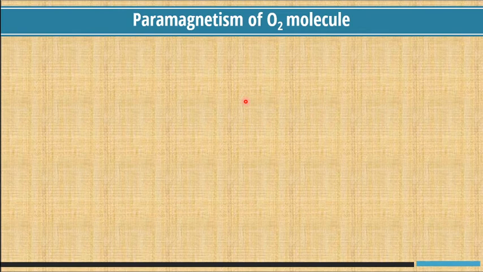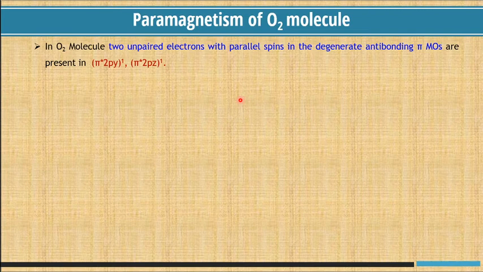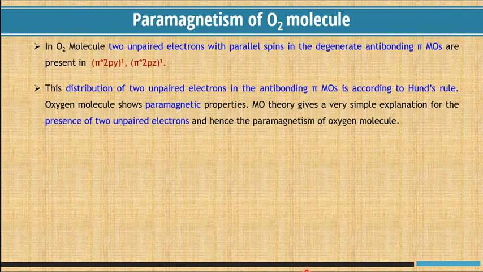Let us consider the paramagnetism of the oxygen molecule. In the oxygen molecule, we have seen that there are 2 unpaired electrons with parallel spins in the degenerate antibonding pi molecular orbitals, present in pi star 2py and pi star 2pz molecular orbitals. This distribution of 2 unpaired electrons in the antibonding molecular orbitals is according to Hund's rule. Oxygen shows paramagnetic properties.